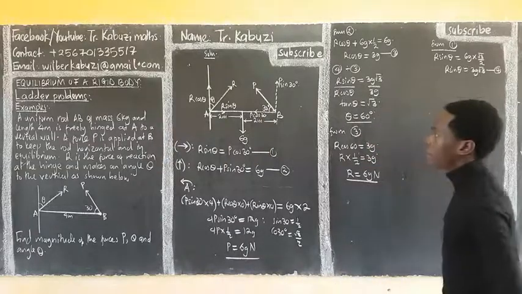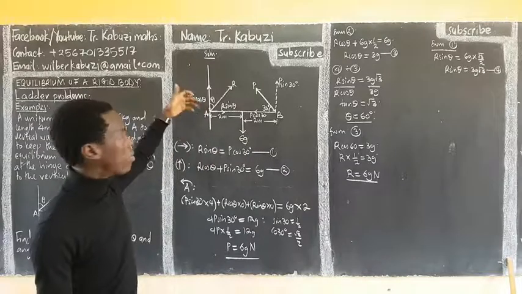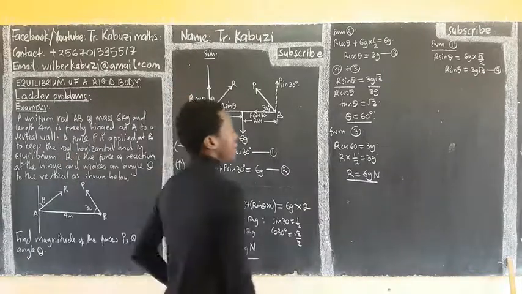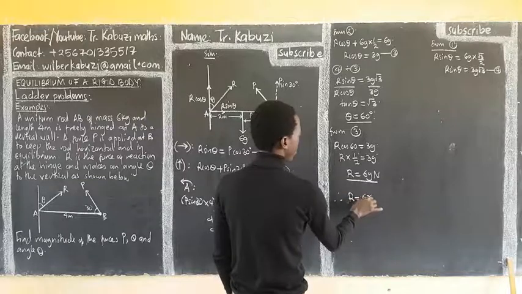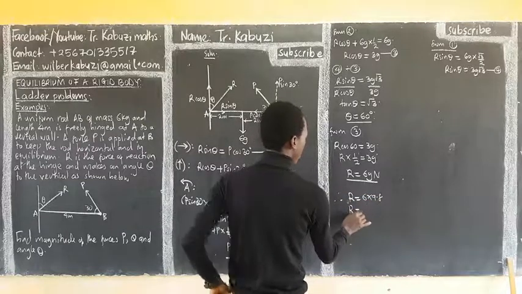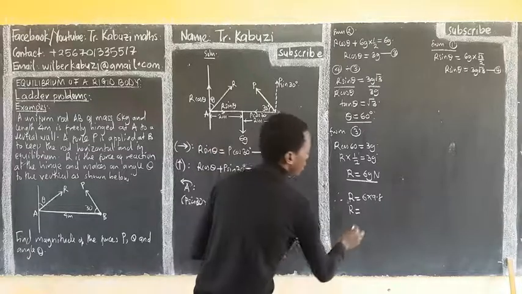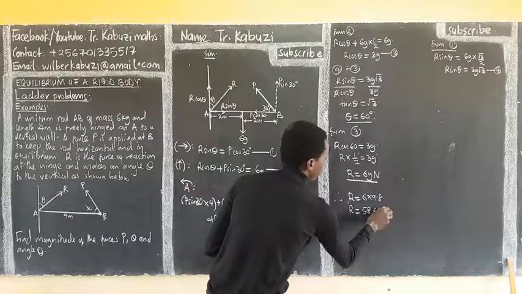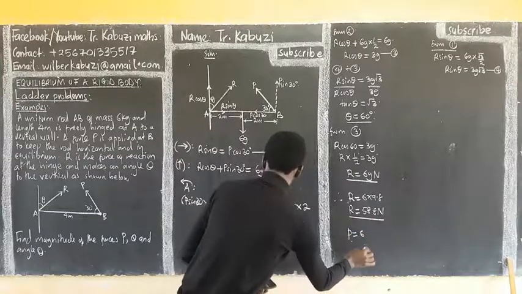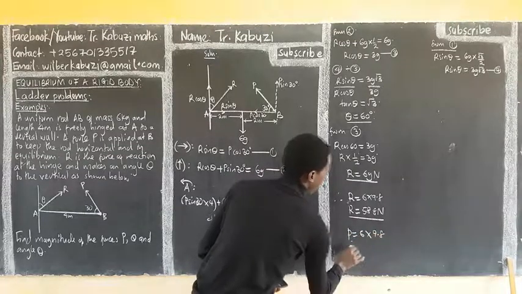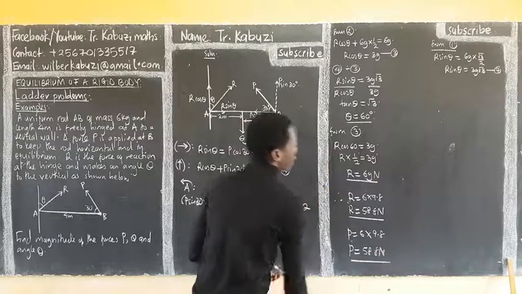Now, what is an alternative? You can do this number using the idea of Lami's theorem. So I'm going to note that. Now my R is going to be 6 times 9.8, which is 58.8 newtons. Then my P, which is 6 times 9.8, is also going to be 58.8 newtons. As simple as that.